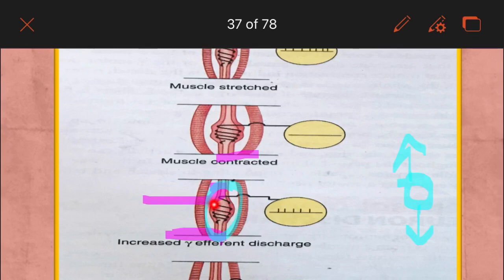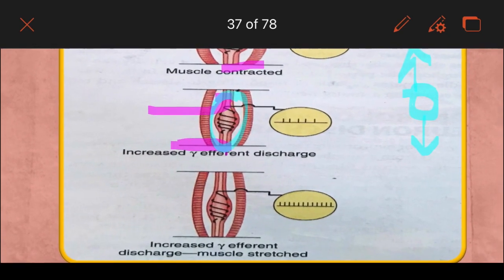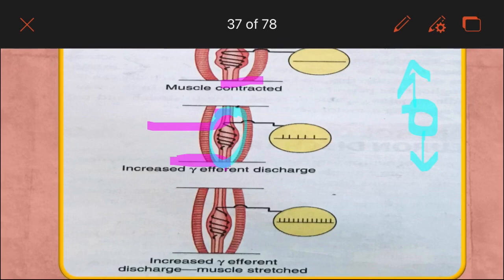Because of the stretching out in opposite directions, this part, the afferent fiber, will generate the action potential, there will be activity. So, that is why there is activity because of the increased gamma efferent discharge. Okay. Now, what will happen? The increased gamma efferent discharge will increase the activity within the 1A fiber.